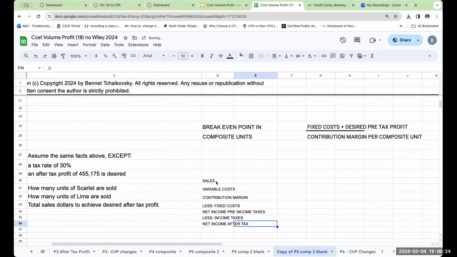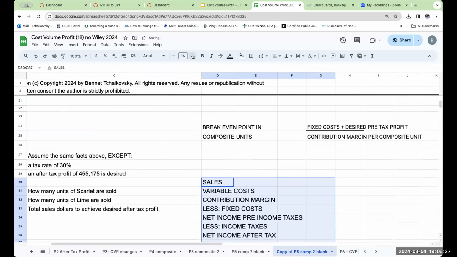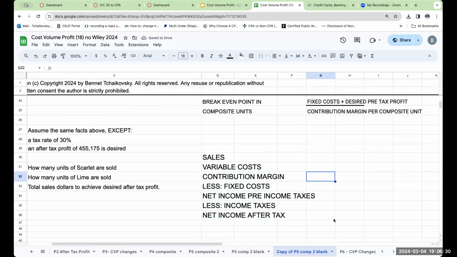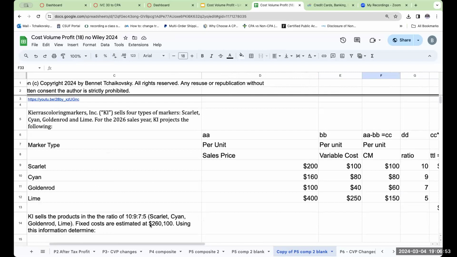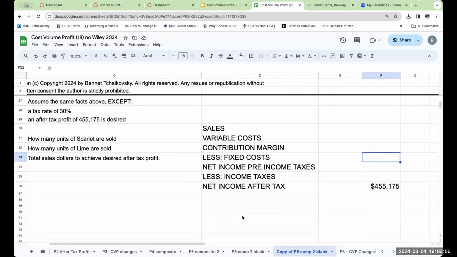Okay, so when we're looking at these questions, if I give you something like this on a test, this is probably the way you're going to want to set it up. Our net income after tax is the $455,175 after-tax profit we're desiring. We also know that the fixed costs, assuming the same facts above, are still going to be $260,100. So what is my net income pre-income taxes going to be?